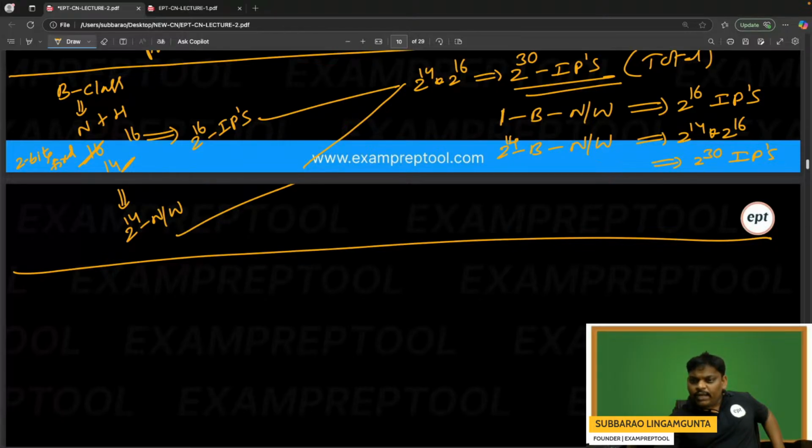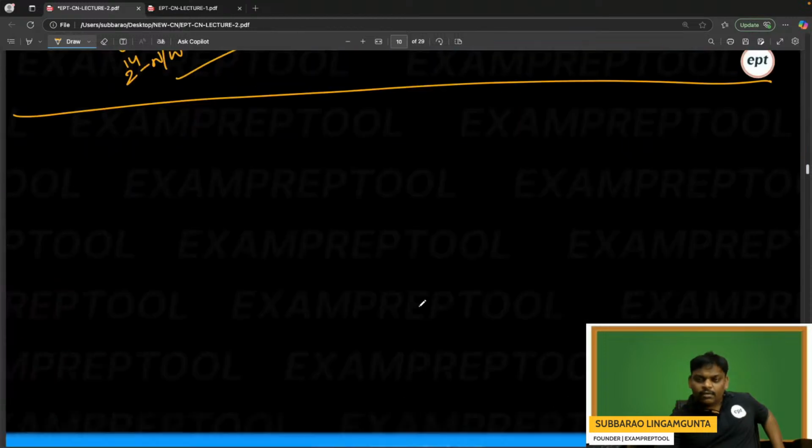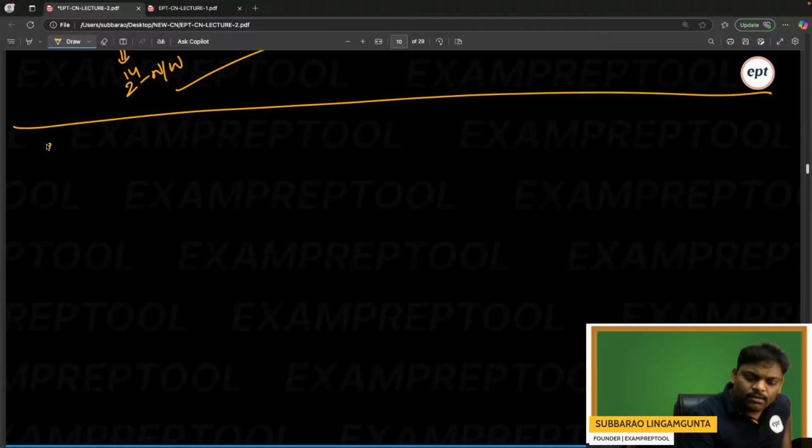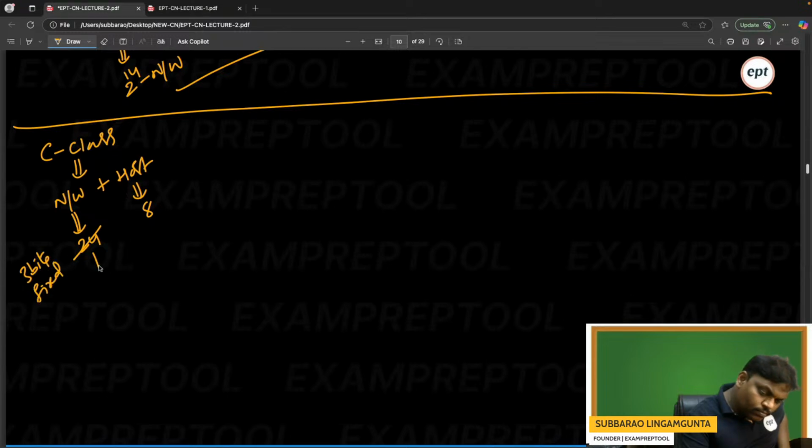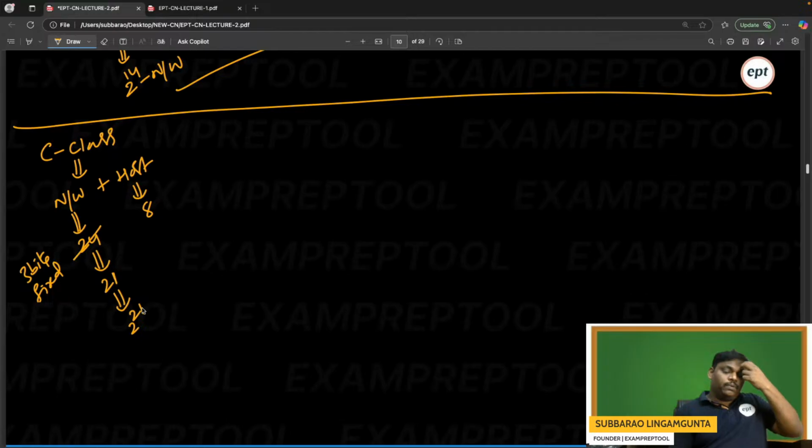Someone is saying class C, 2 power 8 IPs is possible, right? So I am checking now. Everyone see here, class C. Someone is asking about class C. Anu, you can listen now. If you see class C, network plus host. The network is 24 and the host is 8. In the 24, 3 bits are fixed, so it goes to 21. So total networks possible is 2 power 21.